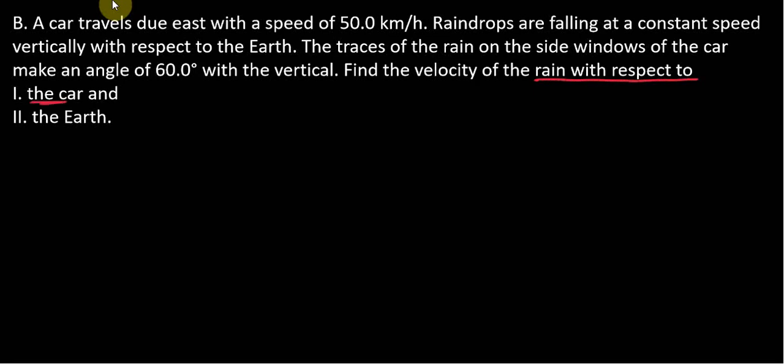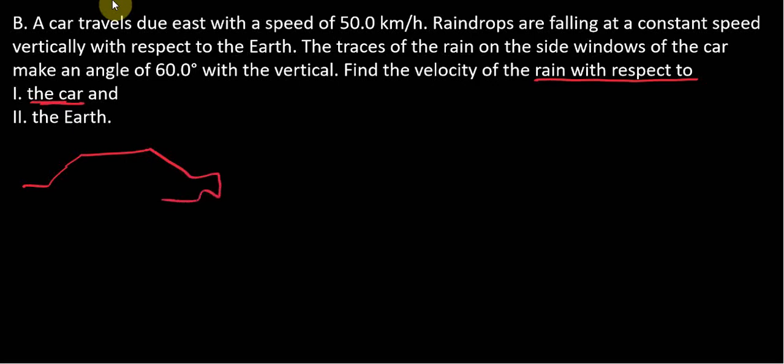With the vertical, find the velocity of the rain with respect to the what? To the car. So what are we calculating here? We are calculating the velocity of the rain with respect to the what? To the car. So in this situation, what are you supposed to do? The best way that you can do is to draw so that you can understand what is happening here.